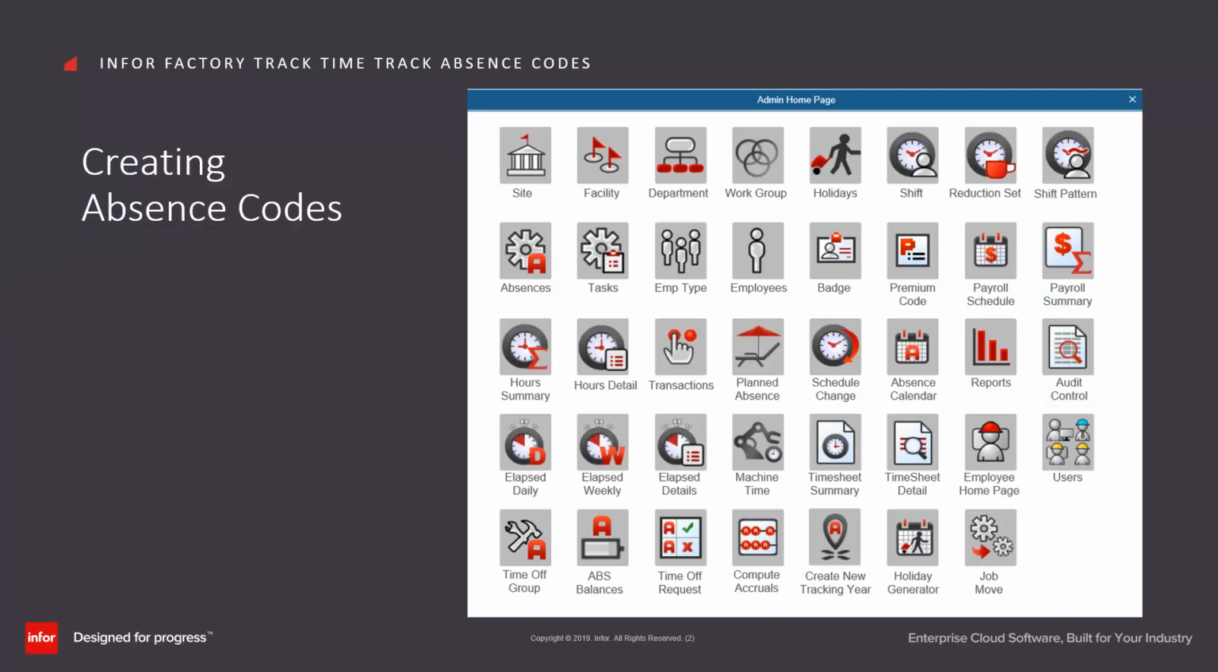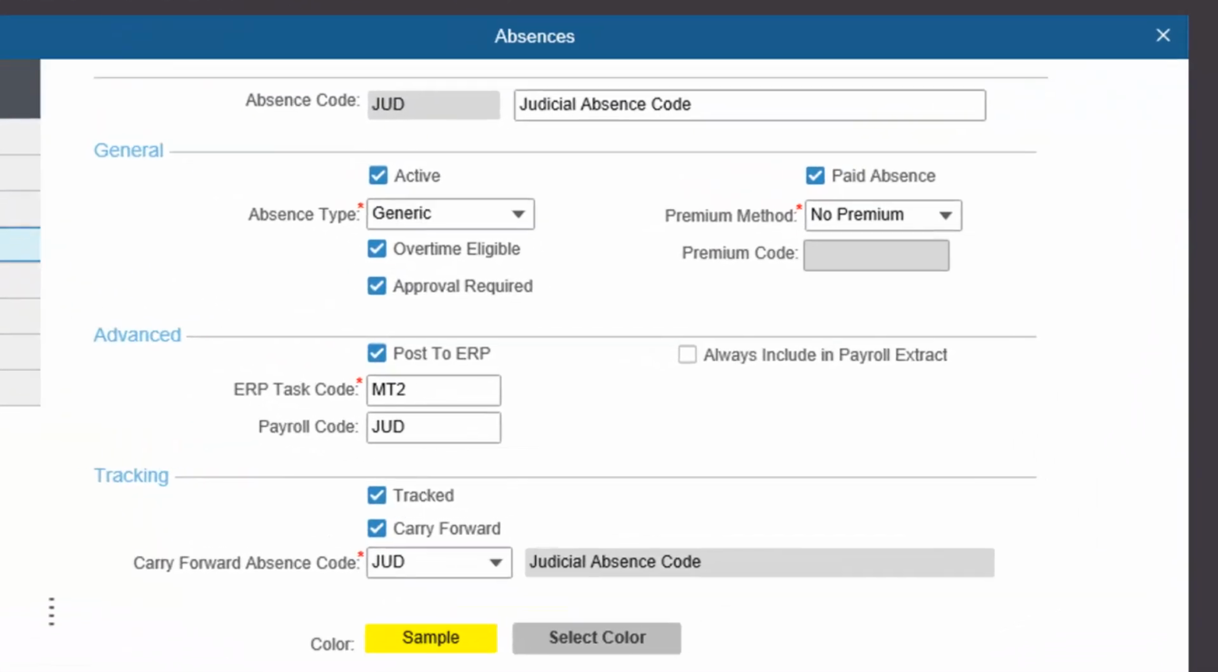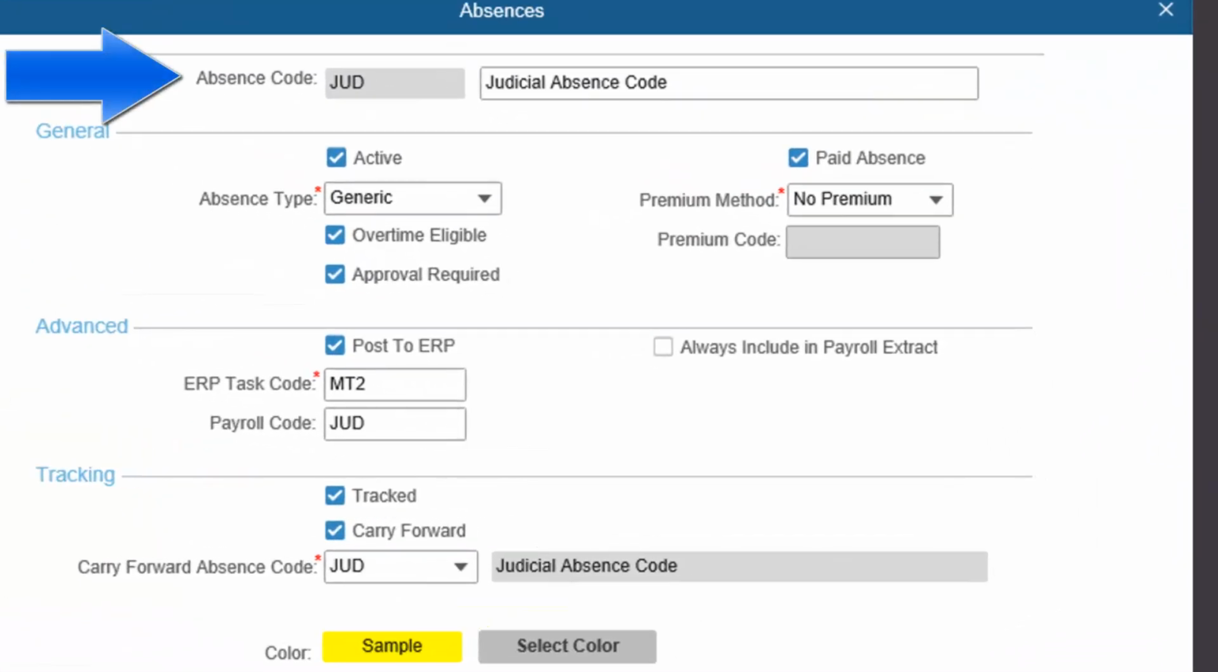To create an absence code, we select the absences icon on the administrator homepage to open the form. The absence code is used by TimeTrack to identify the reasons for absence hours. Description is how the absence code will be referred to in TimeTrack displays. We then specify whether it is active or not. When active is set to no, users will not be allowed to enter absence hours against this code.